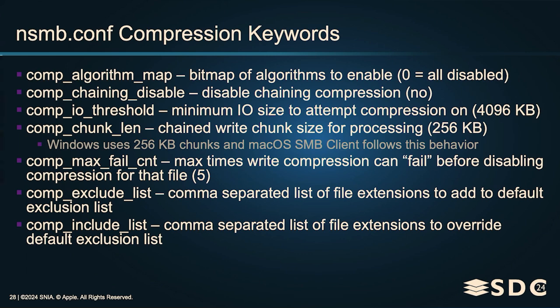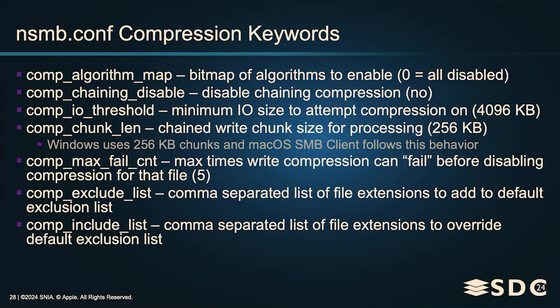We added in a bunch of NSMB keywords so that you can control it. If you want to disable a particular compression, you can with the comp algorithm map. If you want to disable chaining, you can disable chaining. The I/O threshold is the minimum I/O size that will even attempt compression. So if you're doing a read or write of 2K, we're not going to bother. It's just not worth it. We have the compression chunk length. Again, we match Windows. They do 256K, and we will stay with the 256K.